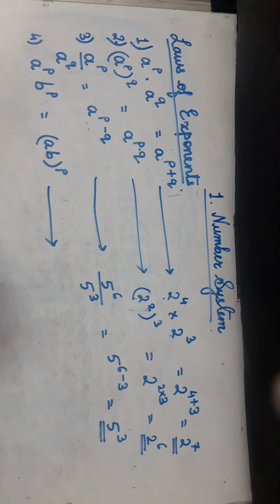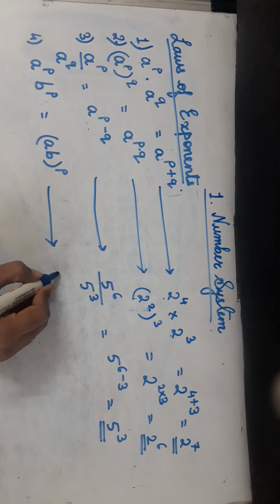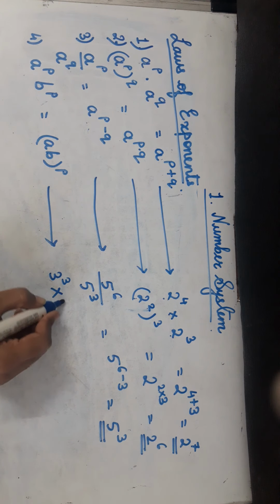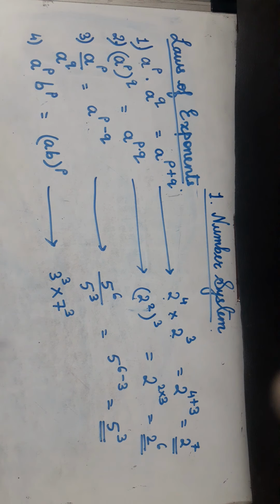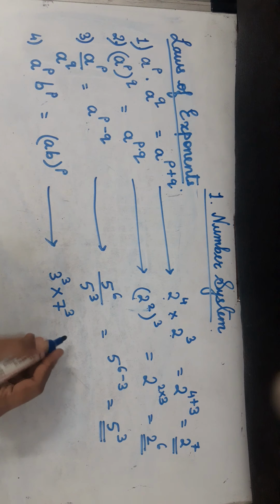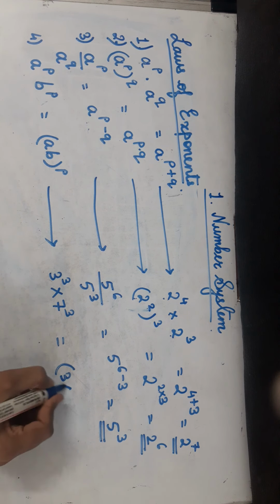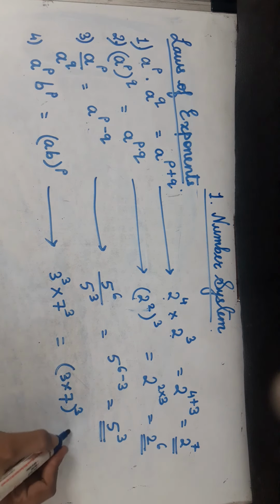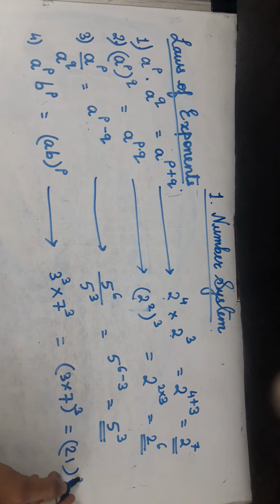So let us have some example of it. So let us say 3 cube into 7 cube. Now see, bases are different, 3 and 7 both are different, but their powers are same. So you can write this as 3 into 7 whole raised to 3. So 7 3s are 21 cube. Clear? So the next exercise is based on these laws of exponent. So let us begin with the exercise.